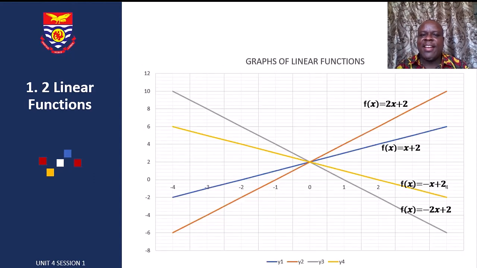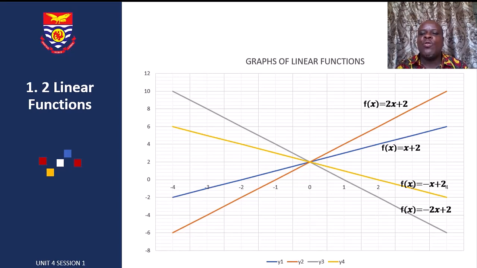These are the graphs of the functions given. If you study the graphs carefully, you realize that the first two have positive gradient. That means that the coefficients of x, which has been denoted by a in the expression that we use to denote linear functions, are positive. So the first one, f of x is equal to x plus 2. The coefficient of x is plus 1. The second one, f of x is equal to 2x plus 2. The coefficient of x is plus 2.